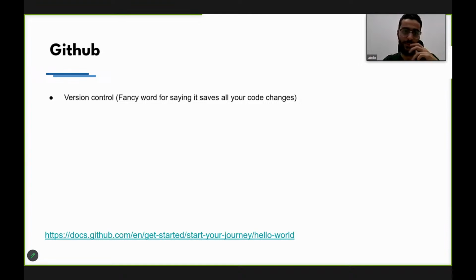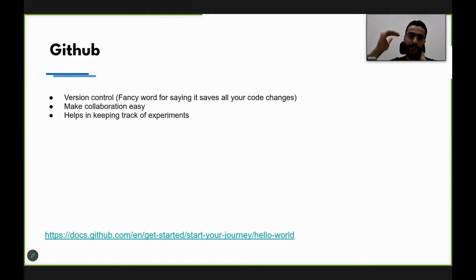You can just keep track of whatever you're doing. You keep pushing your changes. It makes collaboration very easy. Someone else across the globe could be working on your code, and you just keep pushing to GitHub and you see what changes you made and fix it together. It's super nice for collaboration, and it helps keep track of experiments. So you can have different changes on your code one after another without losing your previous experiment.